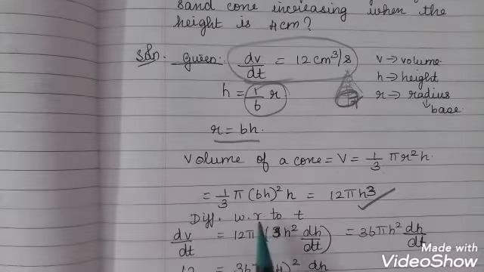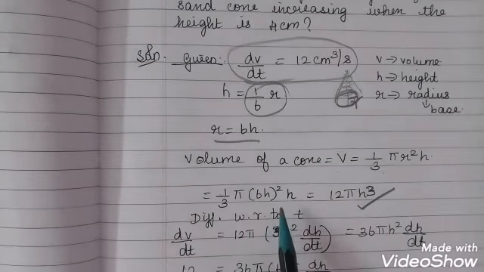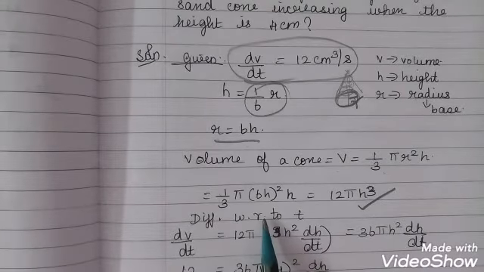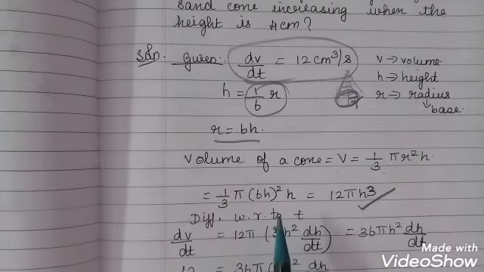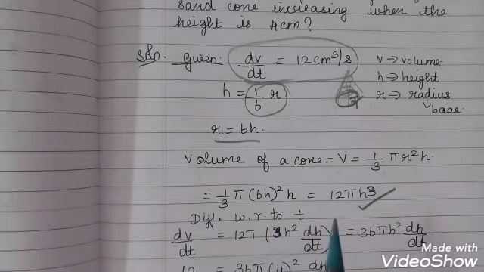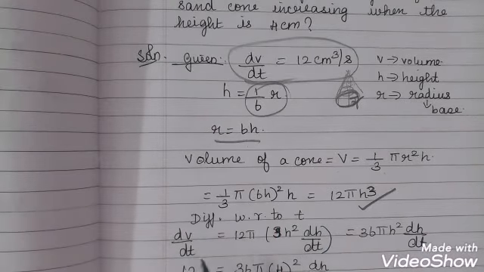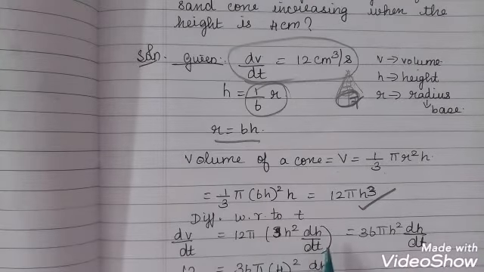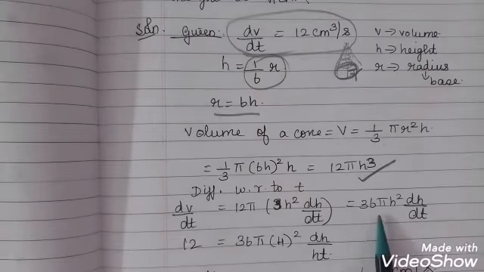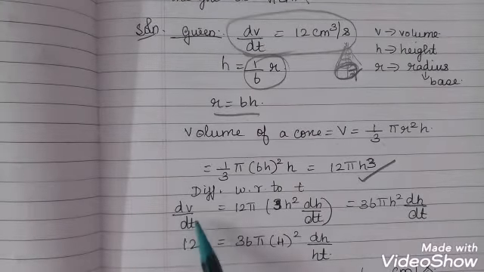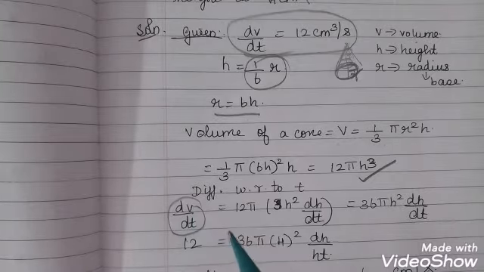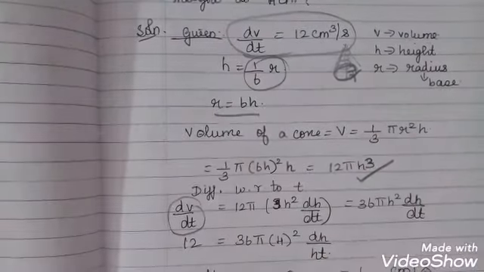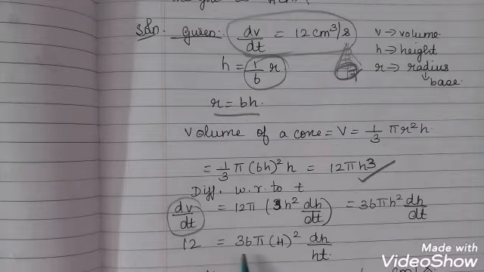Now we'll differentiate it with respect to time. When the height is increasing, I'll have to find out how fast the height of the sand cone is increasing. That is what I'll have to find out here. So we'll find dV by dt is equal to 12 pi. Here when I differentiate it, you will get 12 pi into 3h squared into dh by dt. What is it equal to here? 36 pi h squared dh by dt. You know what your dV by dt is. It is equal to 12 centimeter cube per second. So we'll write it as 12 equal to 36 pi into 4 squared dh by dt.